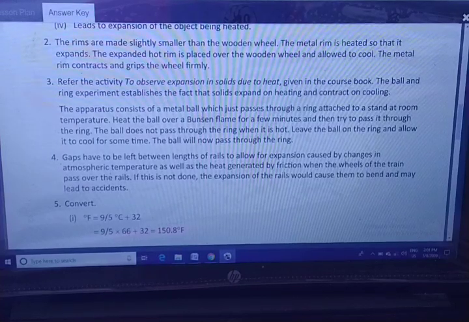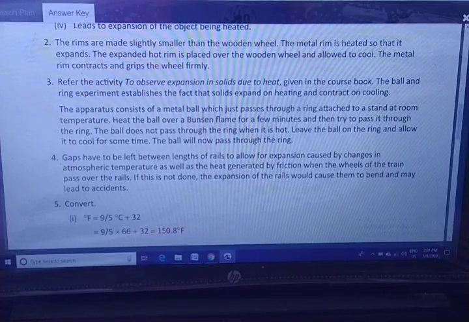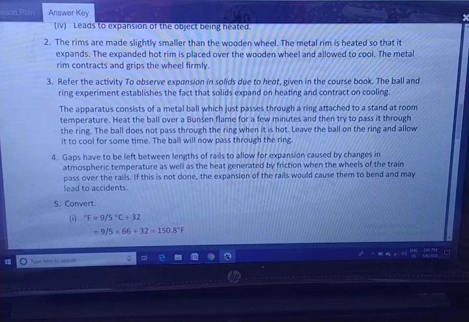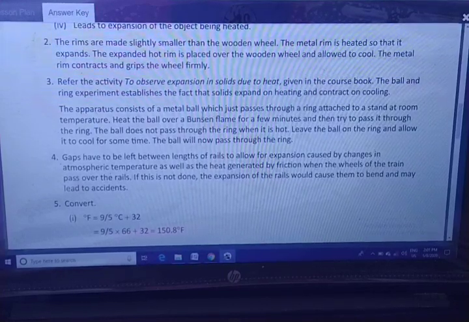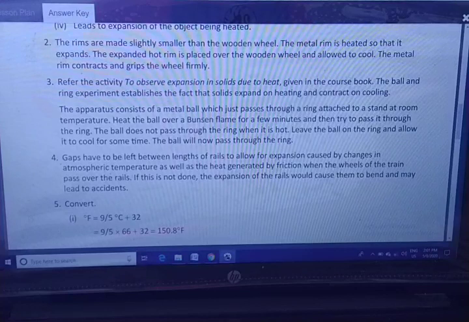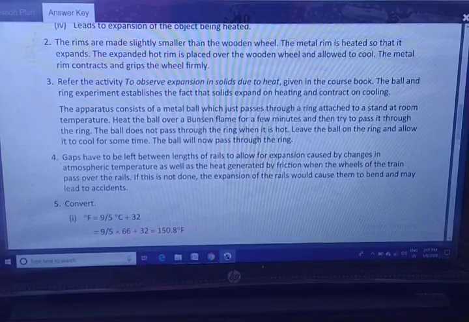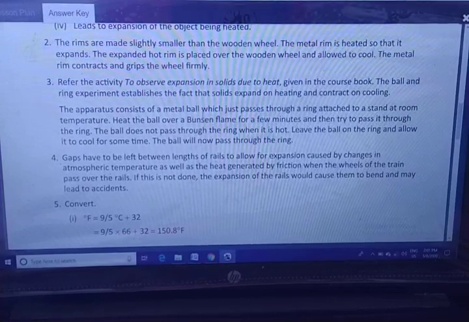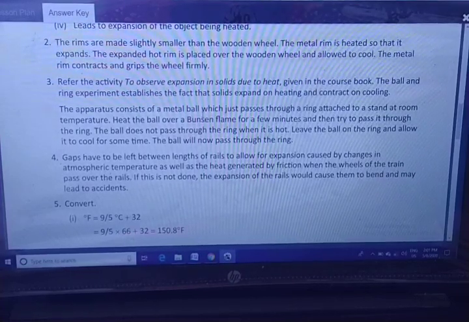Now the question number 4. Why are gaps left between the rails in a railway line? Yes, very important question. Gaps have to be left between the lengths of the rails to allow the expansion caused by the changes in atmospheric temperature as well as the heat generated by friction when the wheels of the train pass over the rails. If this is not done, the expansion of the rails would cause them to bend and may lead to an accident. So that's why the gaps are left between the lengths of the rail in a railway line.